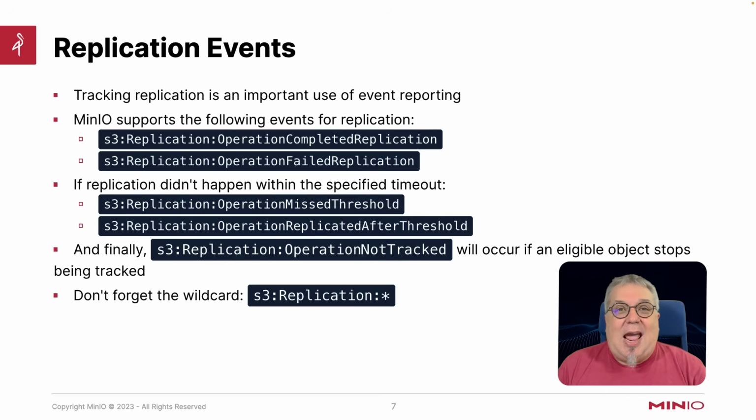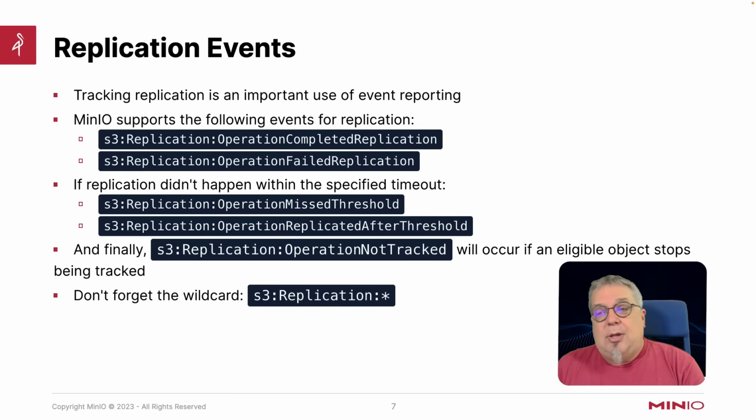Another important task that your MinIO server does is replication between buckets or between sites. And you want to be able to track this, right? This can be a very important use of event reporting. And so MinIO supports a few different events for replication. We have an operation completed and we have an operation failed. Obviously, failed is probably the one you're going to want to look for.